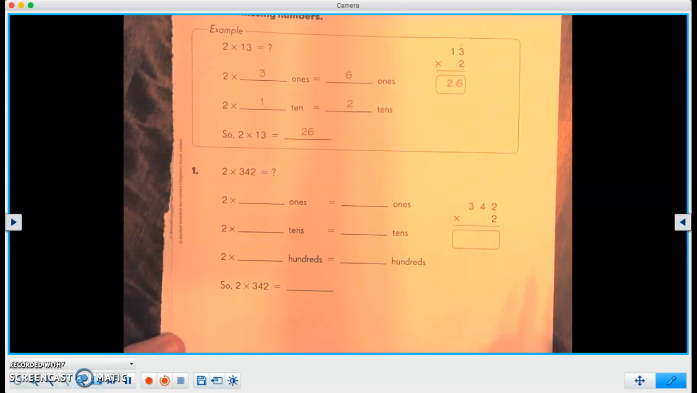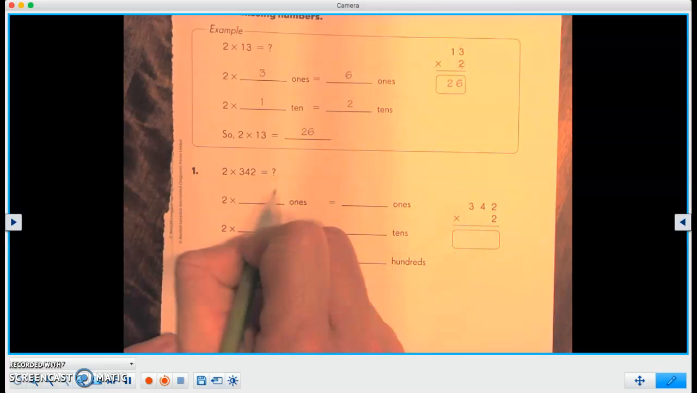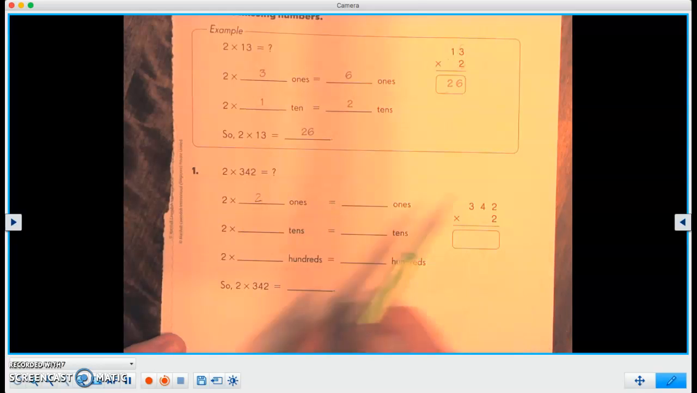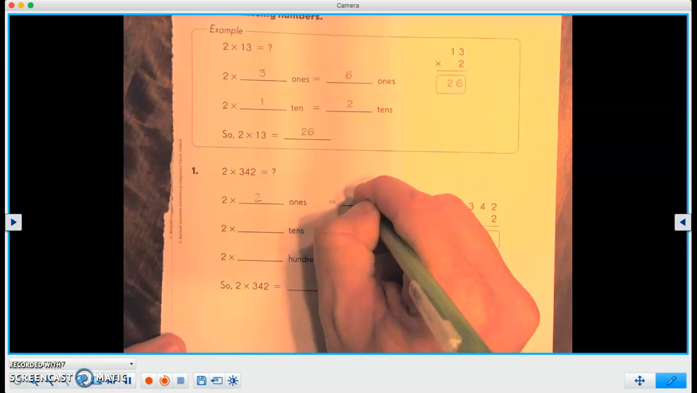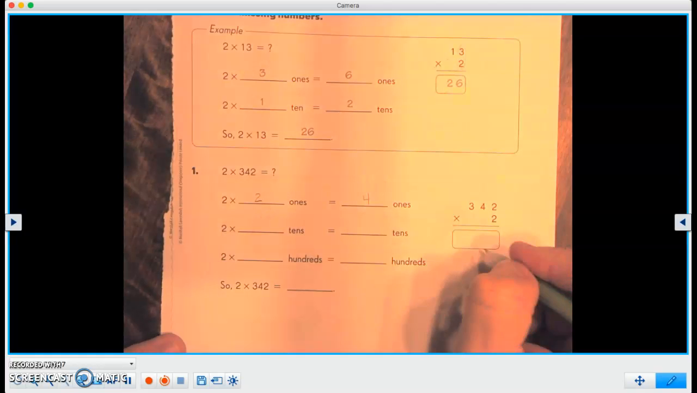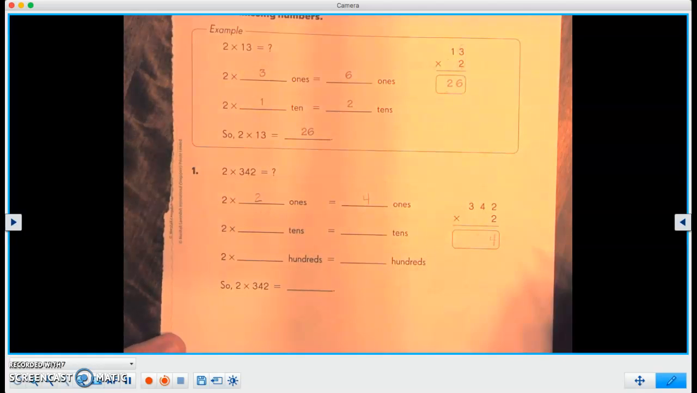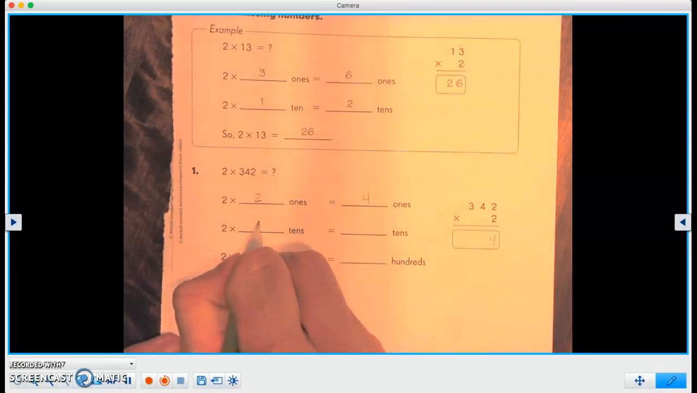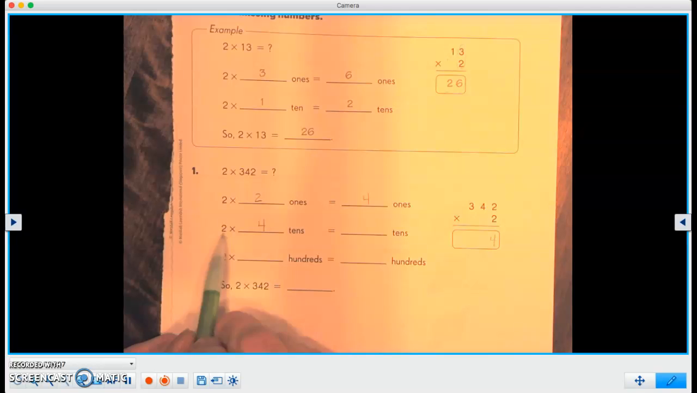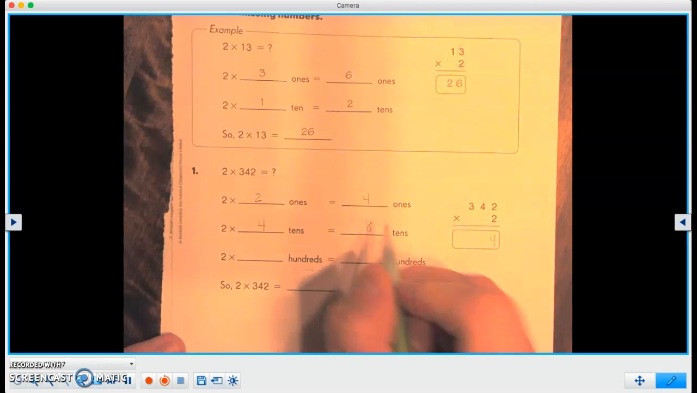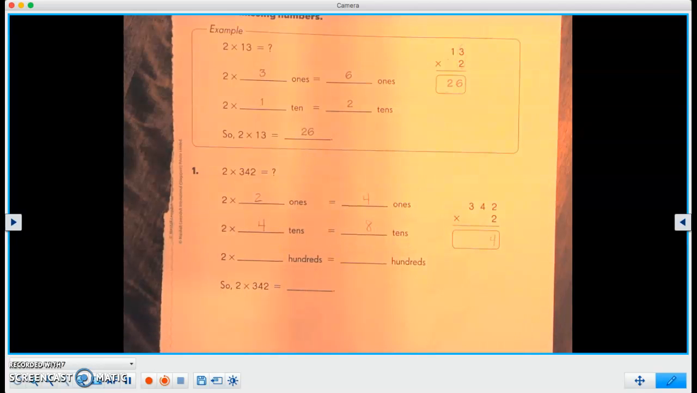And we have 342 times 2. So we're going to start with our ones. So 2 ones. 2 times 2 ones equals 4 ones, because 2 times 2 is 4. And now we're going to look over to our tens column. We have 4 tens. So 2 times 4 equals 8, or 2 times 4 tens equals 8 tens.